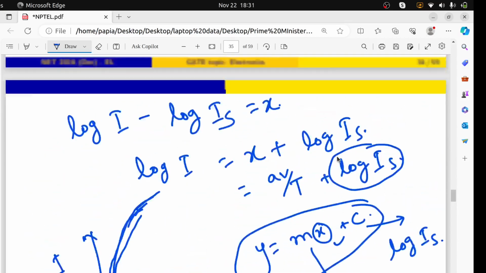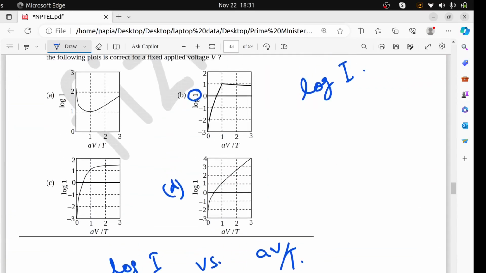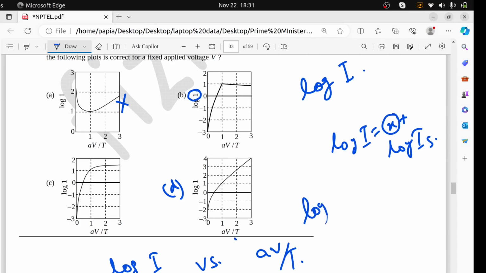Now we just have to check which one will be the correct option here. See, first of all, this one will not be there because there will be no decreasing function. You can see here log of I equals x plus log of Is, and x is AV by T, so I can write AV by T plus log Is. Now you can see there will be no decreasing function, so that will not be the correct one. Now you can see here it is increasing, that is fine, but at some point it is coming down. It is also not correct.